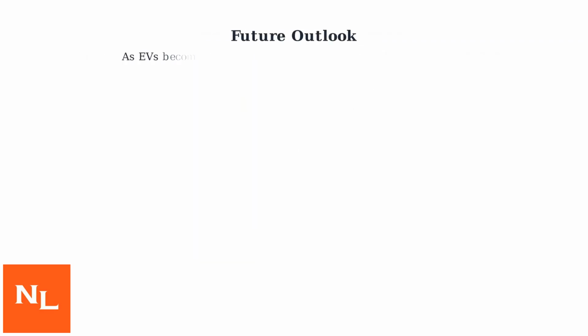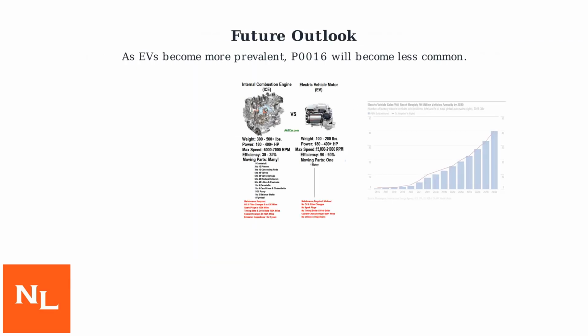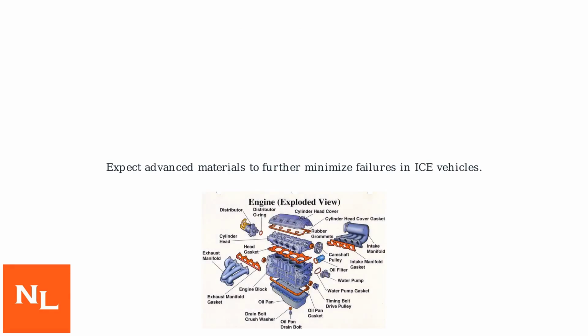As electric vehicles become more prevalent, the P0016 code will become less common since EVs don't have camshafts or traditional timing systems that cause this issue. For remaining ICE vehicles, expect advanced materials like carbon fiber timing chains to further minimize P0016 failures. By 2030, as EVs dominate the market, the P0016 code could become a niche issue.